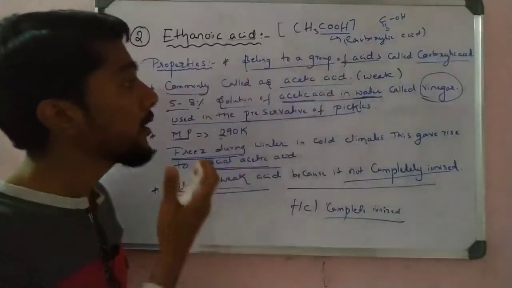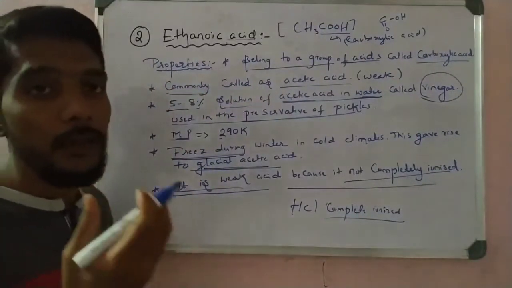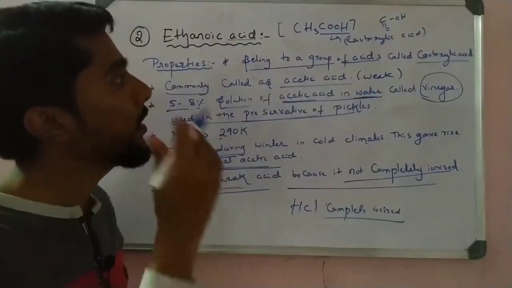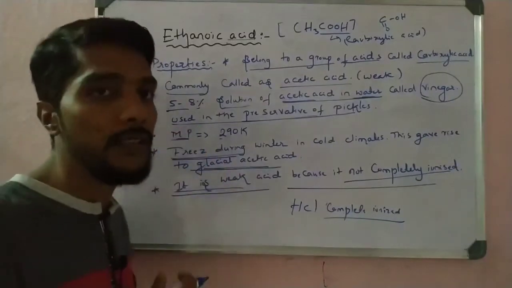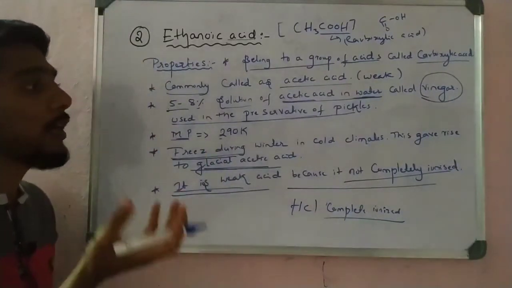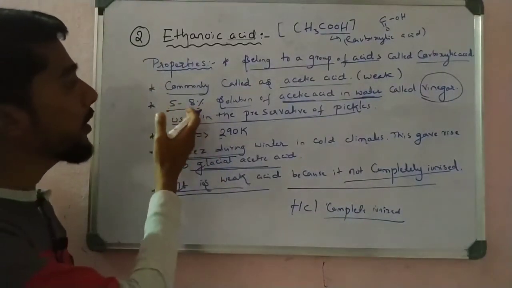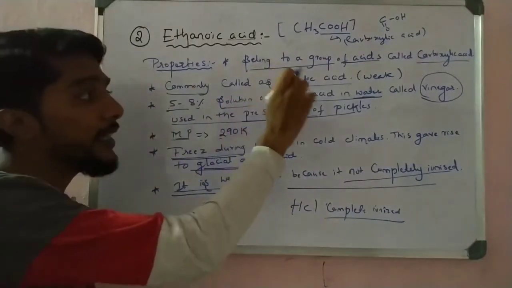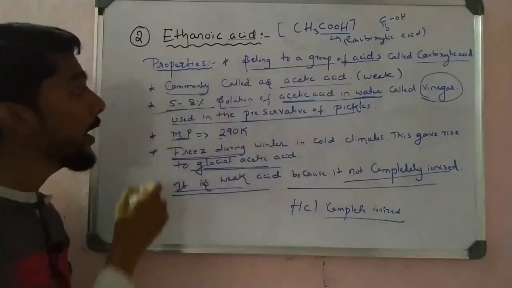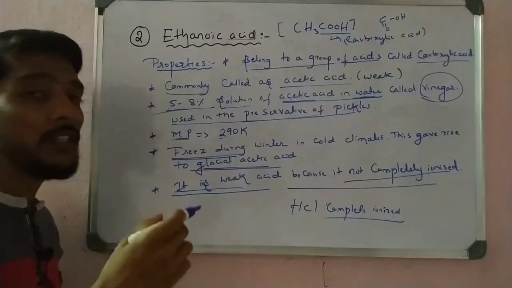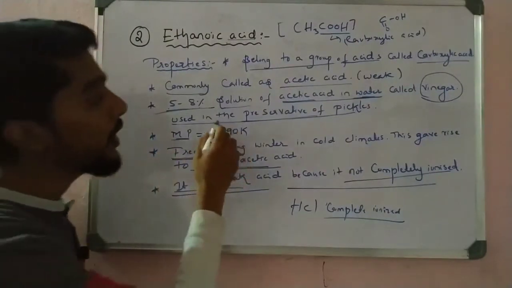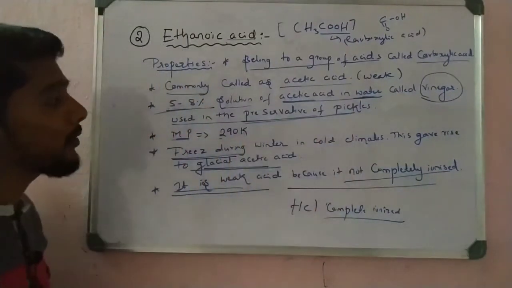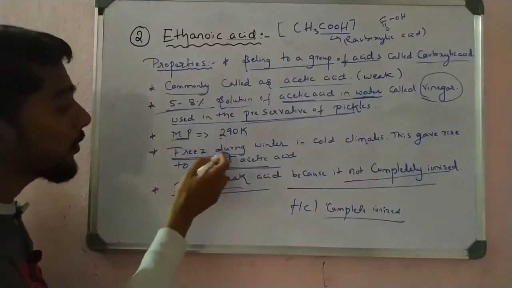So these are the physical properties of ethanoic acid. Simple. The first point is about the family of acids. The second point is about the common name, and the third point is about vinegar, a mixture of acetic acid plus water. How much percentage? 5 to 8% of acetic acid with water gives vinegar, and vinegar is used in the preservation of pickles. Then the melting point, and the special name glacial.